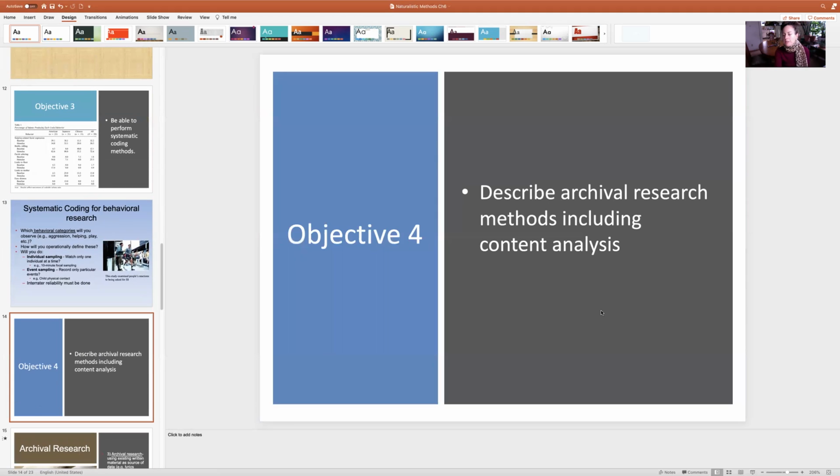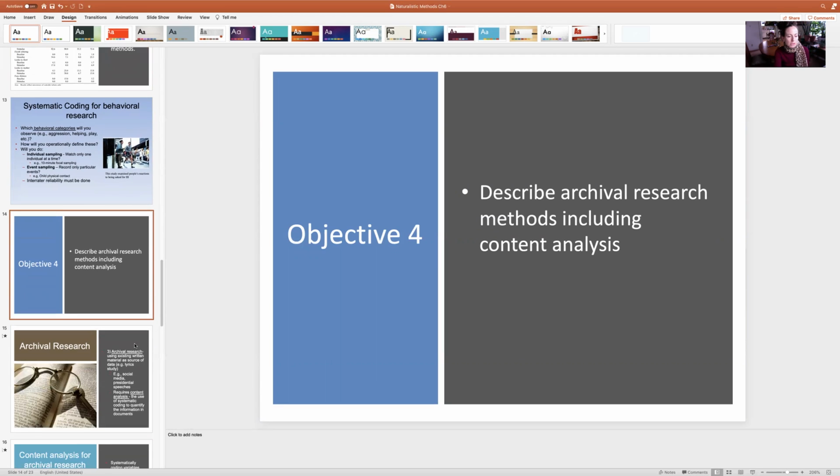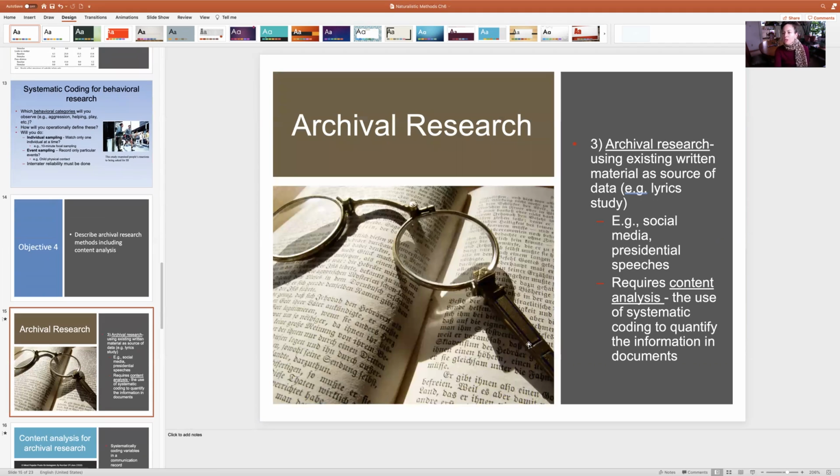Okay, finally, objective 4, describing archival research, including content analysis. Archival research is when you go in and look at written records, so you use existing material. I just recently did an archival study where we looked up a whole bunch of articles and analyzed them for their content. So we didn't have any participants. Our participants were the articles.